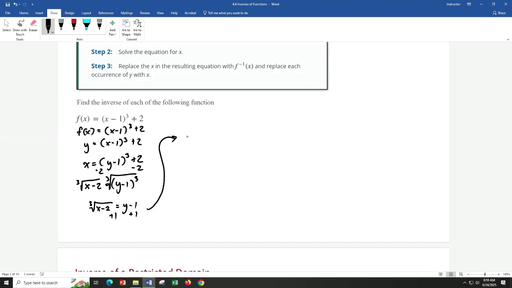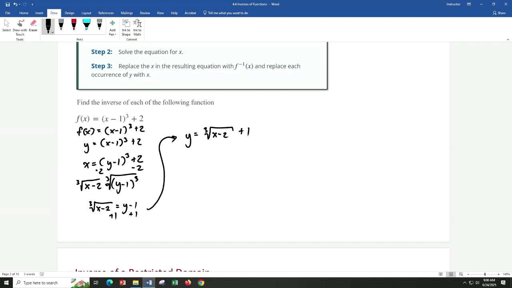I'm going to come up here and notice here I get y is equal to now the cube root of x minus 2 plus 1. Final step. Now, good news. Hey, Hawk does this next part for you. Bad news, I don't on your final.